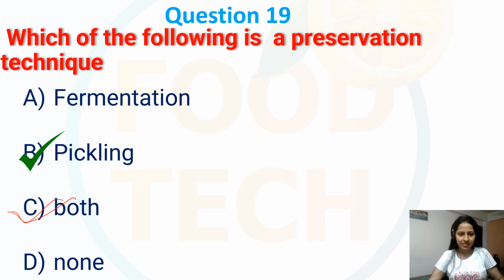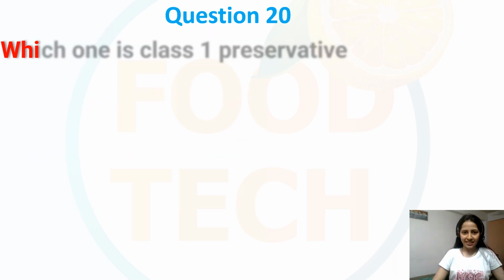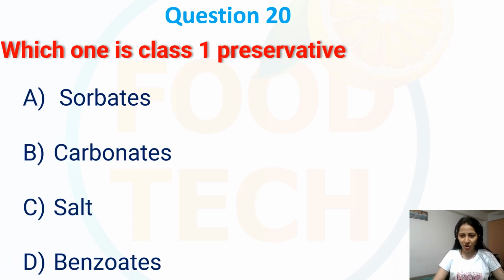Okay. My correct option is option number C, since both the methods are correct. Next question number 20. Which one is class 1 preservative? So options are sorbates, carbonates, salts and benzoates. So among the following, option number C will be my correct option. So salt is my class 1 preservative.